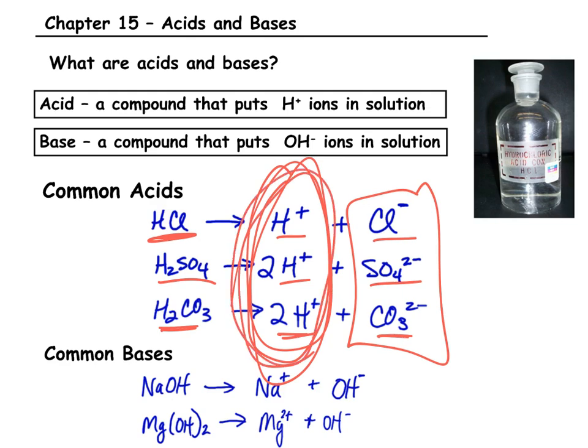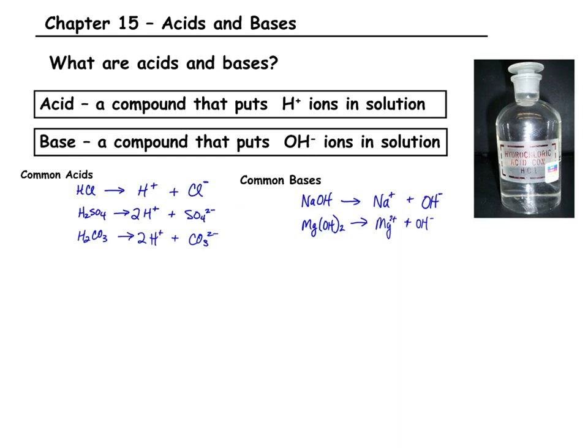Now on the other hand, bases are compounds that when dissolved make OH- ions. For example, sodium hydroxide or magnesium hydroxide. When they dissolve, they make OH- hydroxide ions, and that's why we call them a base. So in general, any time you dissolve something into water and it creates H+ ions or OH- ions, it's either an acid or a base. All right, that's kind of our definition of what that is. Now, what are some of the properties of acids and bases we'll look at here in a minute.